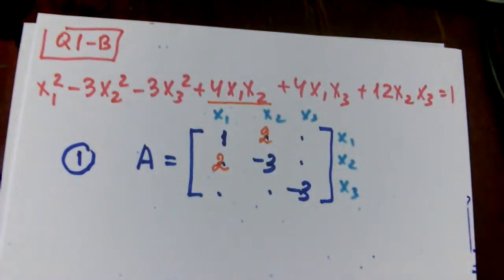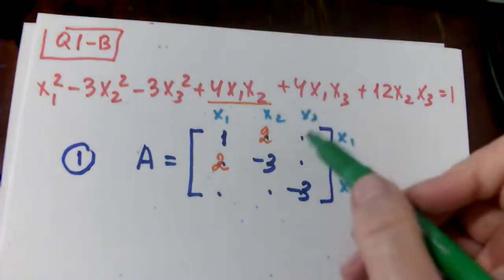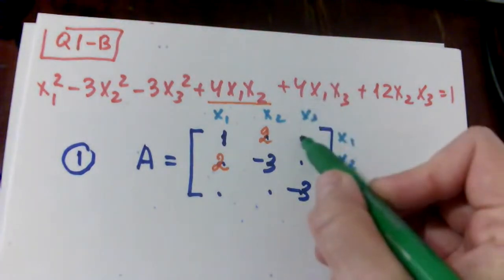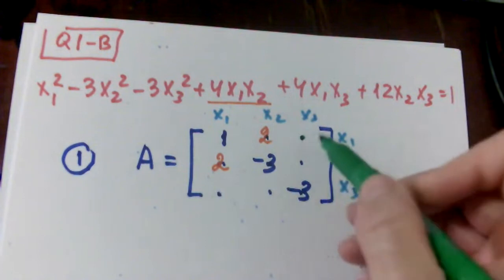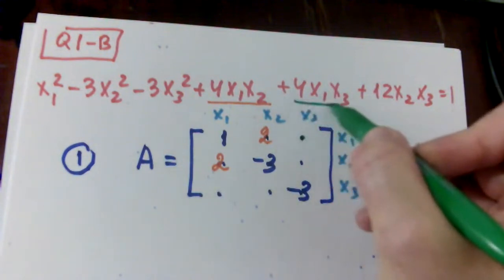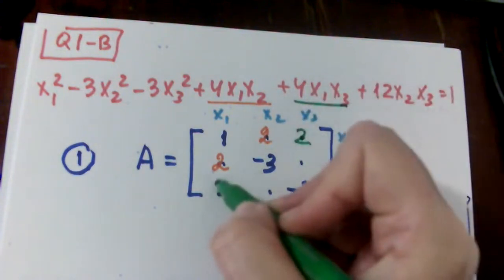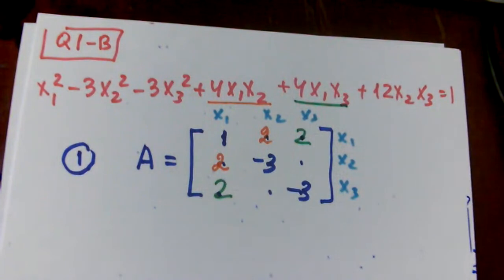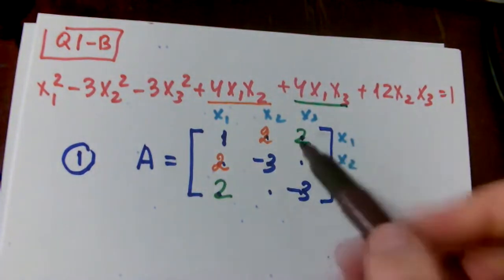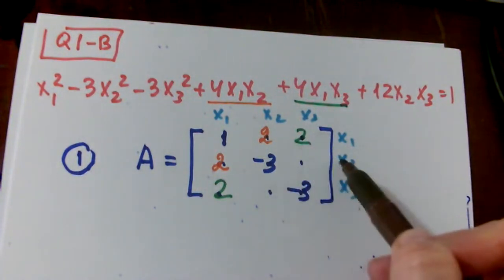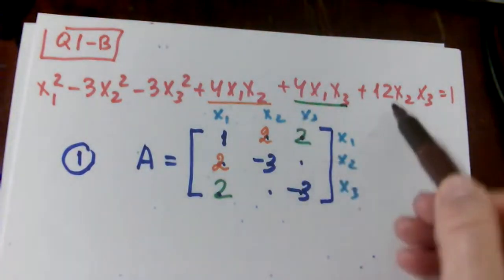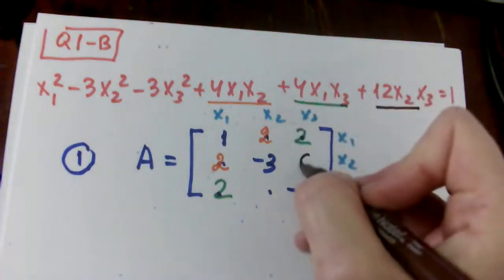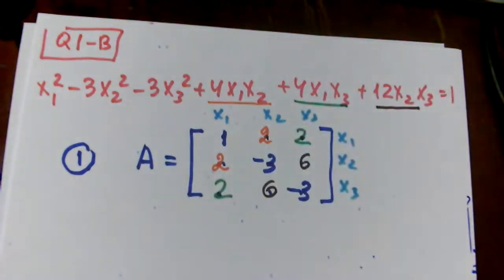The next position, I'm going to use green, even though I'm running out of ink. This green position corresponds to x1 times x3. So this is this term, 2 and 2 here. And finally, I have brown here. These positions correspond to x3 times x2. We have this term, so it will give us 6, 6.